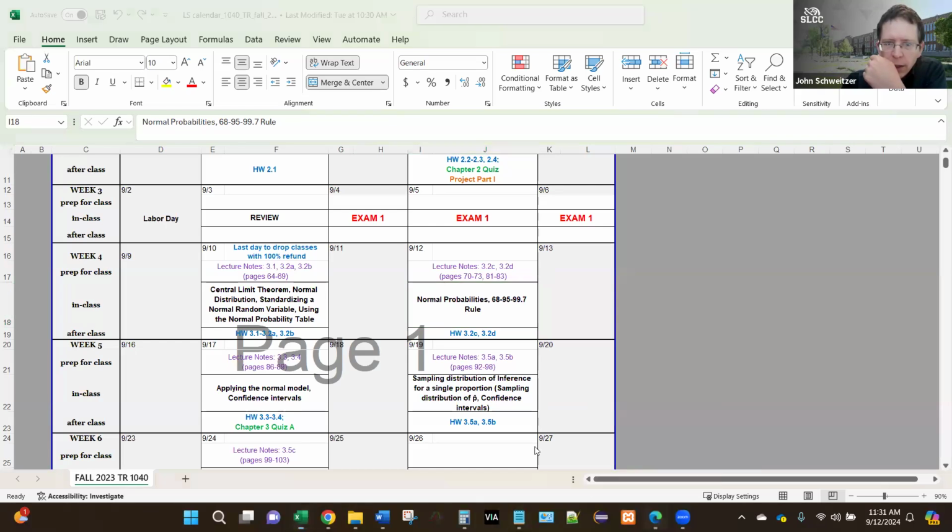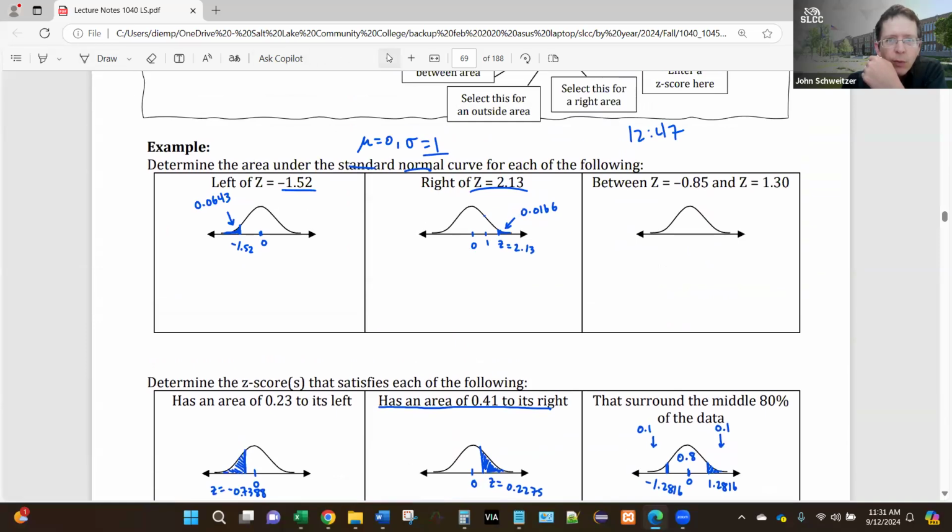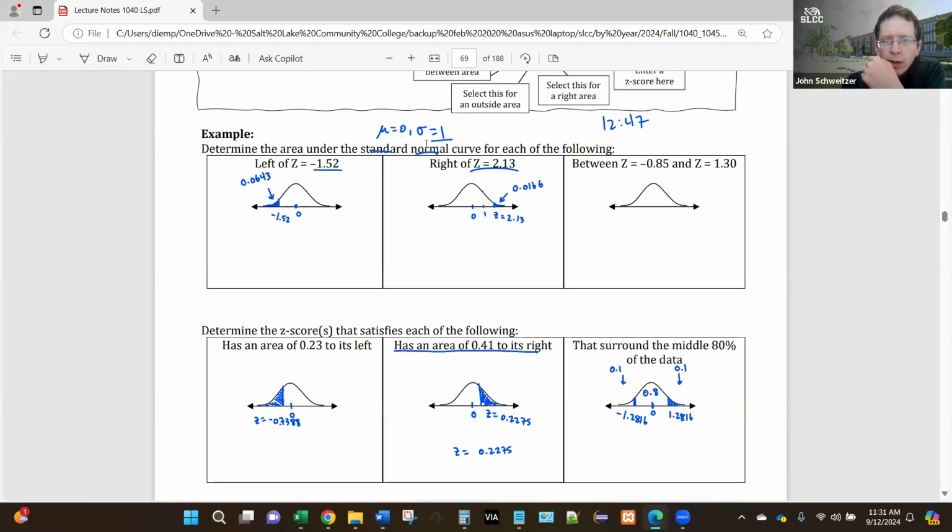We were here on page 69, practicing with using GeoGebra to find area under the curve. The reason we care about that is because it helps us understand our distribution better, right? So let's do one more of these. Let's say we want to find the area under the standard normal curve between z equals negative 0.85 and z equals 1.3.